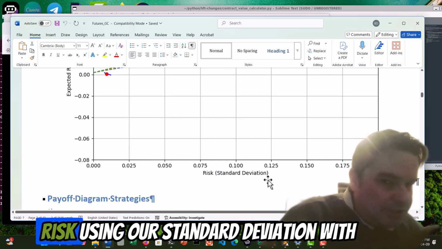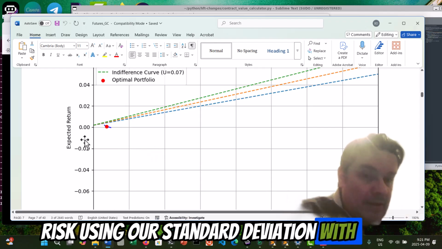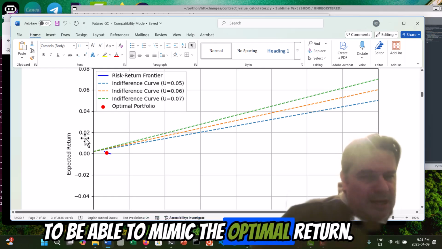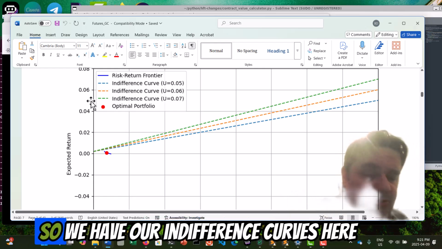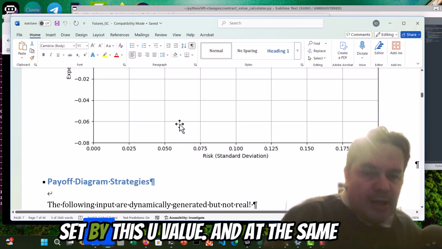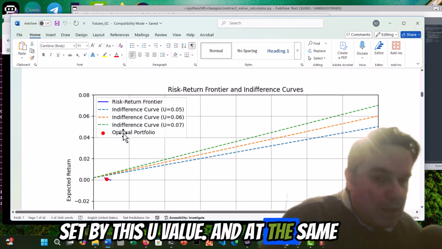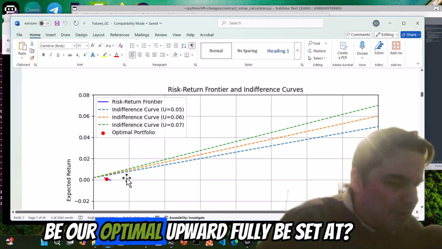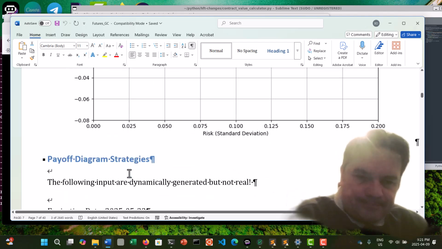So we have a risk using our standard deviation with an expected return. Obviously, you want to be able to mimic the optimal return. So we can have our indifference curves here set by this U value. And at the same time, we want to find what our optimal portfolio would be set at.